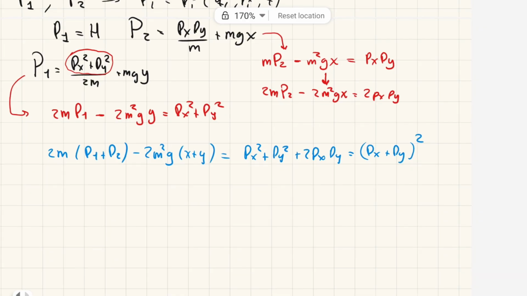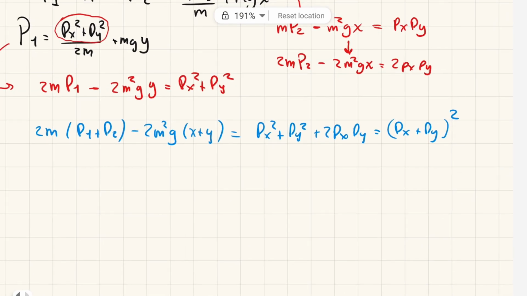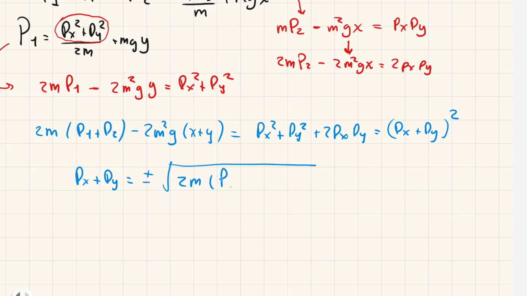Okay, so with this we can solve for px plus py to get px plus py is equal to plus or minus the square root of 2m times upper p1 plus upper p2 minus 2m squared g times x plus y.